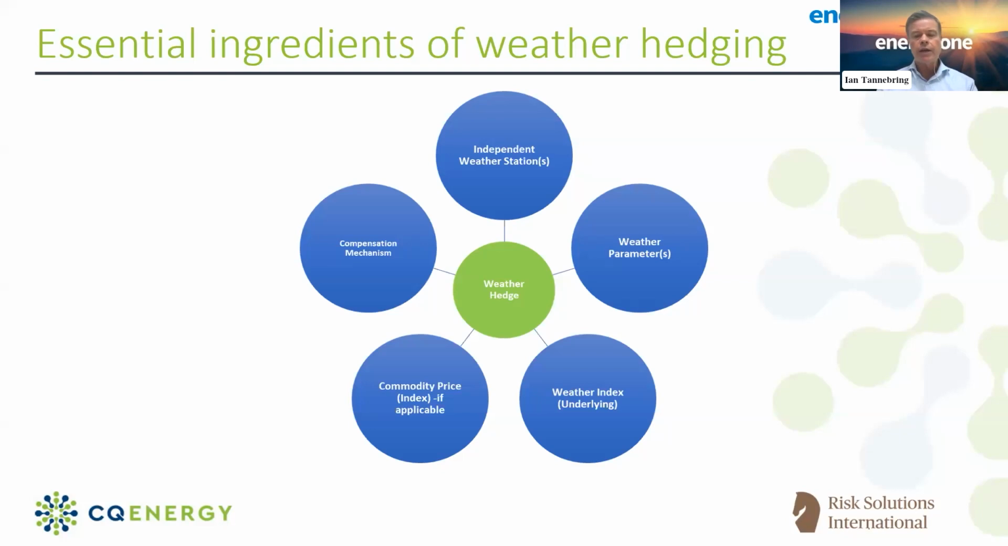As part of that, you then form your weather index, which is the third circle down the bottom, to work out exactly what the settlement value will be for a particular event. And then if there's a commodity price component as well, that will form part of the structure, and that then forms the overall compensation mechanism.